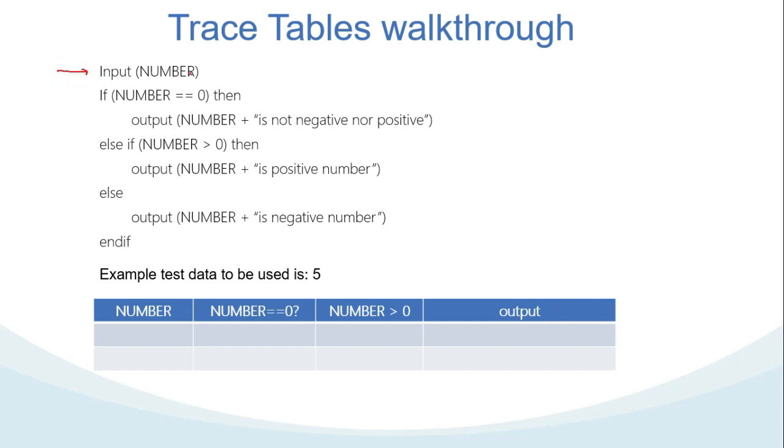We start from input number. In this case, we want to input 5. And then we enter the if number equal to 0. It's false. Since it is false, the statement after if will not be executed. It will go to else if. Number, which is 5, greater than 0, the answer is true. Since it is true, then the statement here will be executed. Since it asks to display it under output, then we will put 5 here according to the number, and this statement here will be written here.